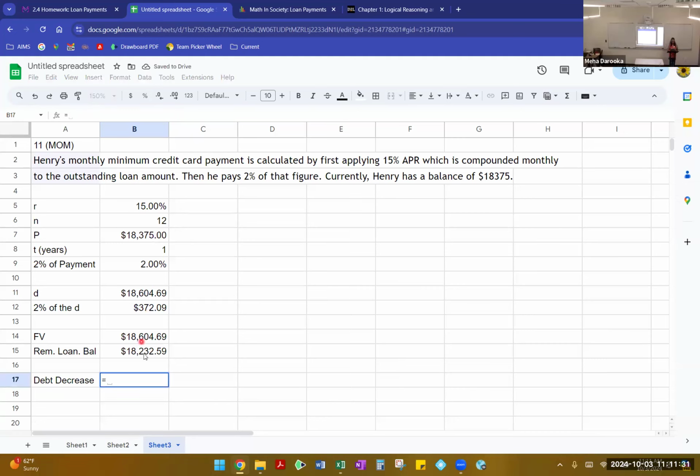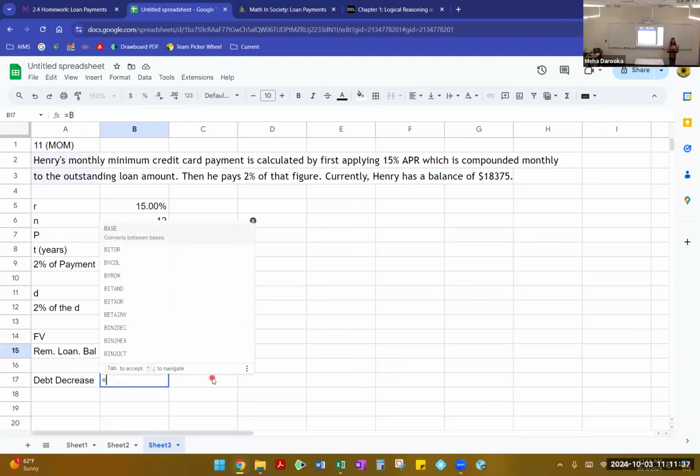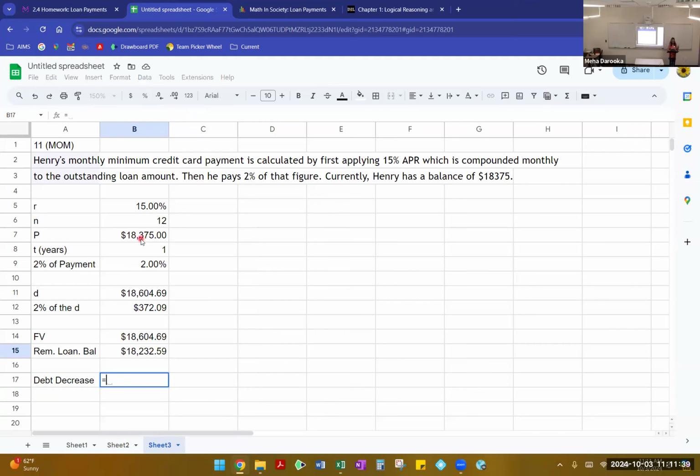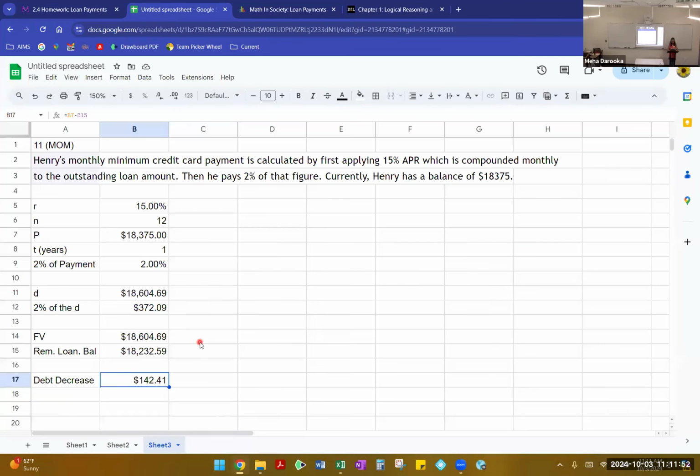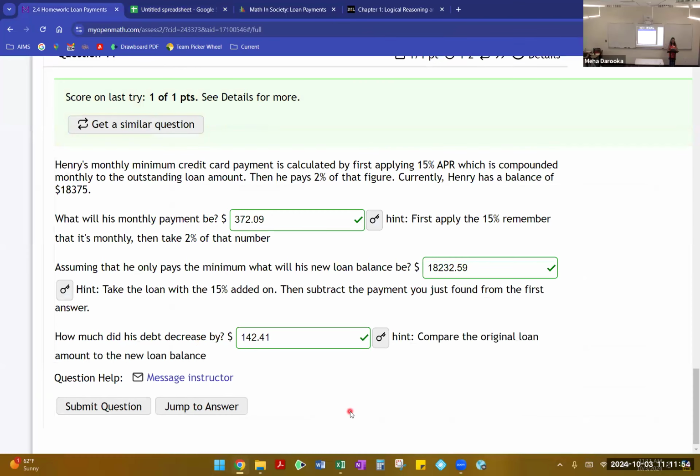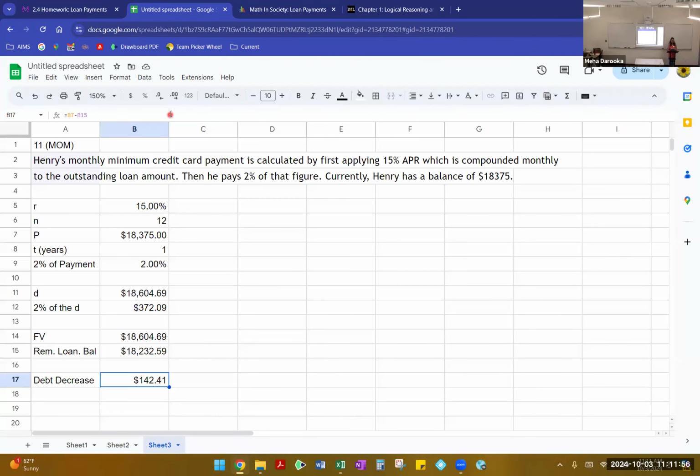Because he did pay the 372. Sorry, his new remaining loan balance was 18,232. So since this guy's the larger number, 18,375 minus the remaining loan balance. So sorry, 142.41. There we go. So yeah, sorry, I used the wrong number in that.